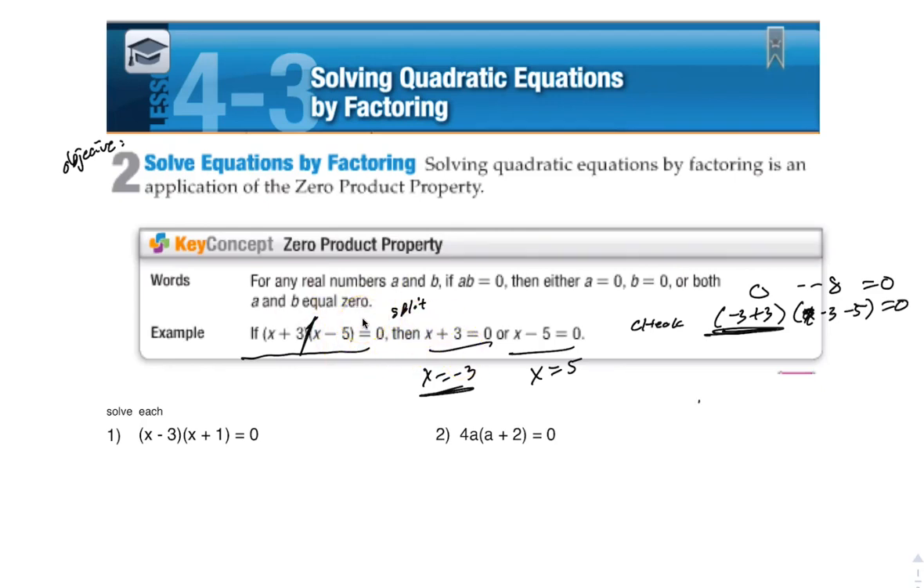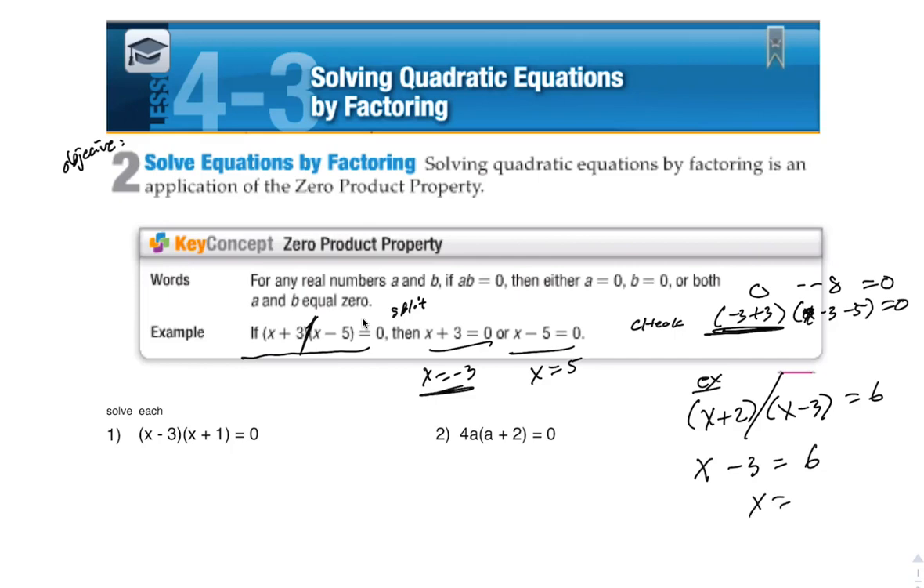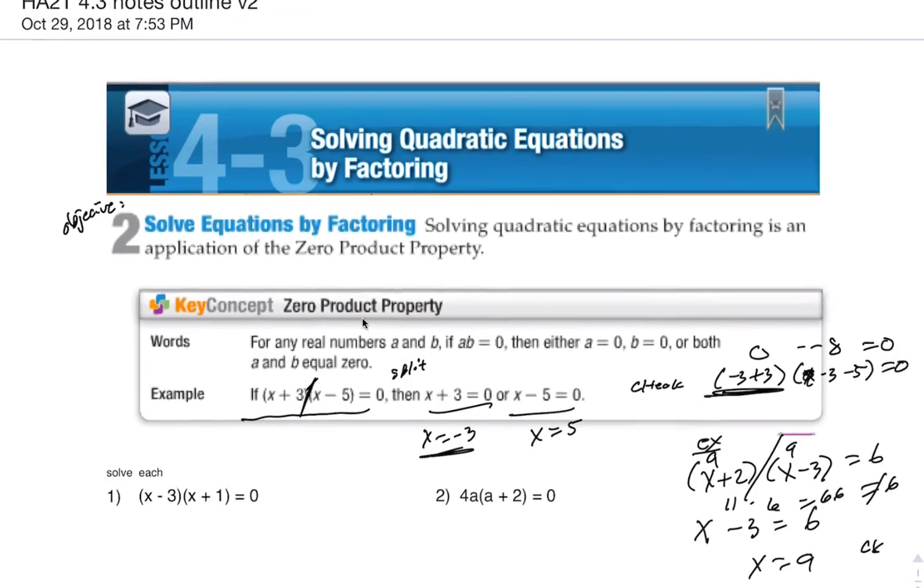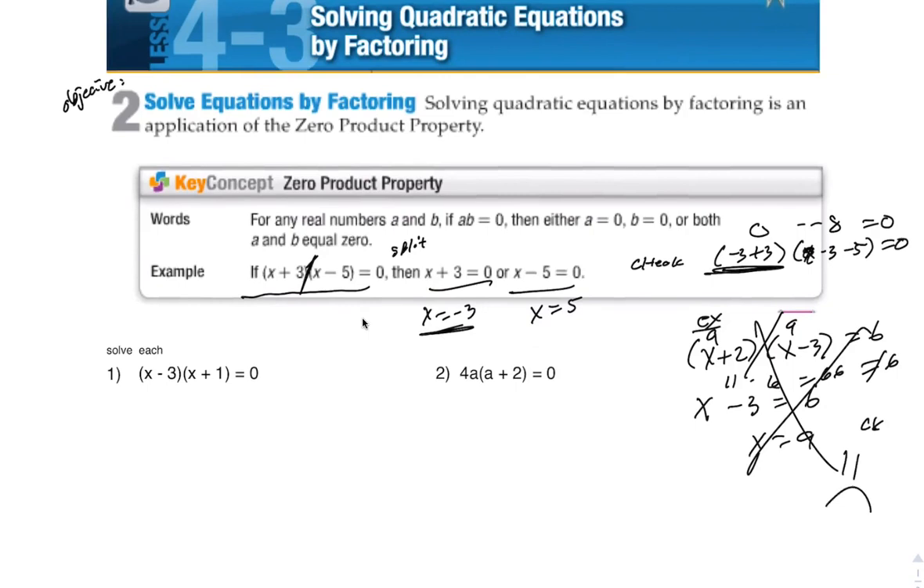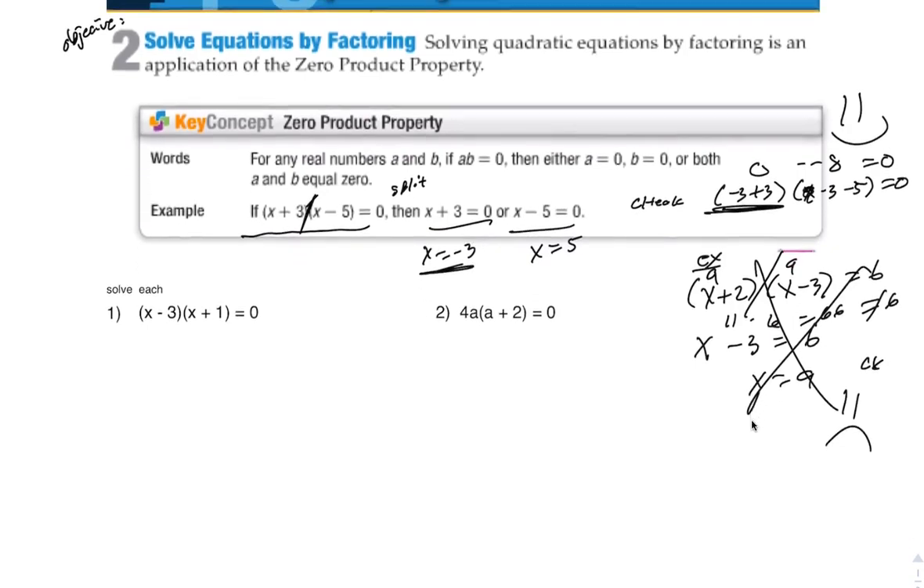A lot of people try to do this with it equal to another number that's not 0. For example, if I did this, a lot of people would try to split it up, and I'll just solve one side, and you get x equals 9. But if you actually check the work and plug it back in, I'm going to get 11 times 6, which is 66, which doesn't equal 6. The reason it works with 0 is that 0 forces the product to be 0 no matter what the other factor is. When it doesn't equal 0, it doesn't work. So this is bad. Makes me sad. This is great.